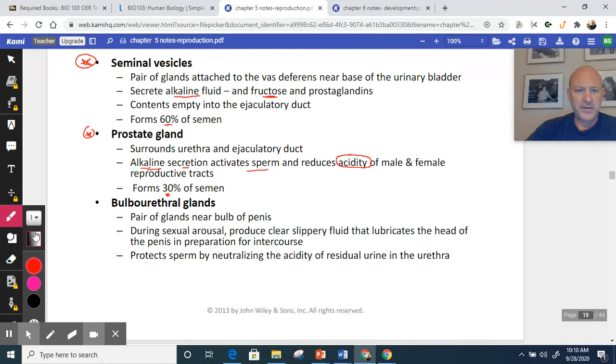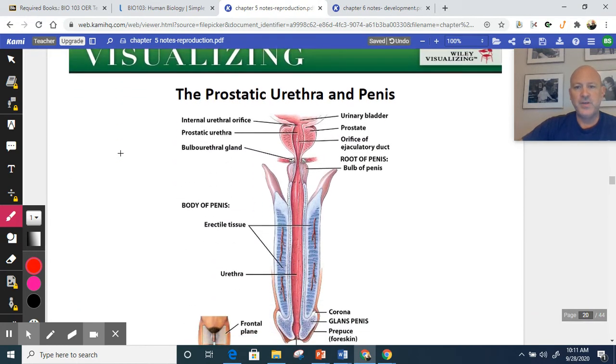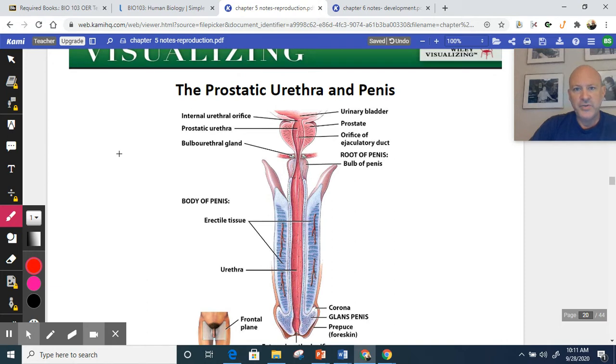At the bulb of the penis, there are what are called the bulbourethral glands. During sexual arousal, they'll produce a clear, slippery fluid that lubricates the inside of the urethra. So this is happening before the sperm cells arrive. And this has alkaline solutions in it also, neutralizing the acidity from urine that still might be in the urethra. Here we see the prostate gland. And then up here we see the bulbourethral glands, 2 of them. The seminal vesicles are not in the picture. They'd be higher up.